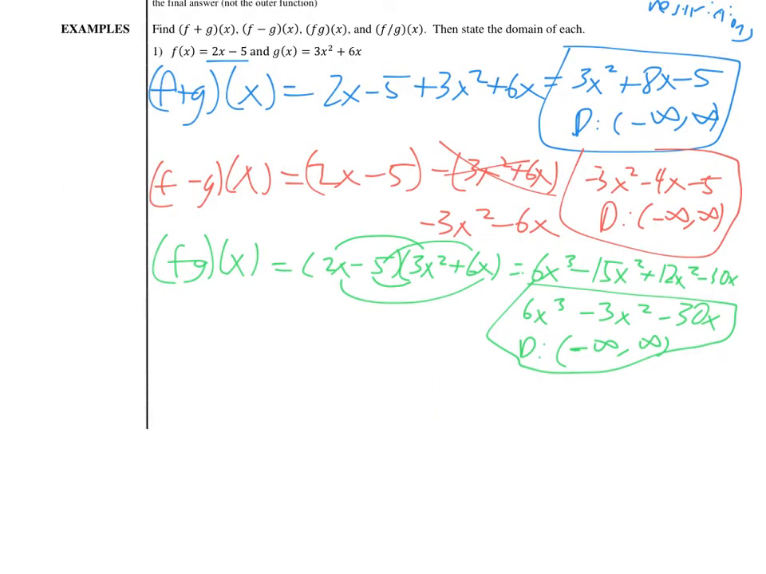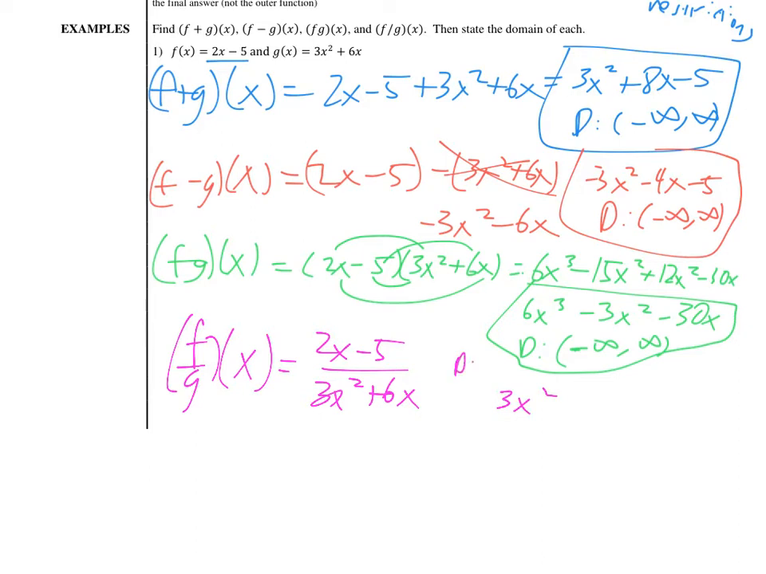All right, lastly here, we have f over g of x, and so we're just going to divide these. So it's going to be 2x minus 5 over 3x squared plus 6x. I would only factor things if you were able to cancel anything out. I don't think we're going to be able to cancel anything out. But now I do have some domain restrictions because my denominator cannot equal 0. So for domain, I need to take my denominator and say this cannot equal 0.